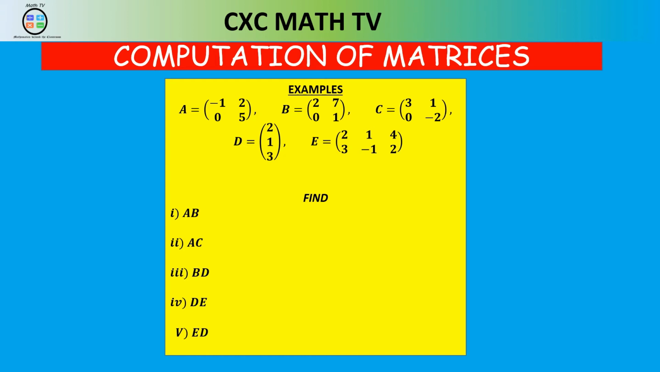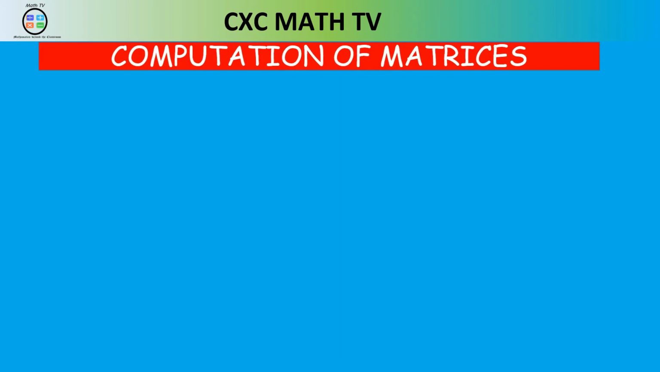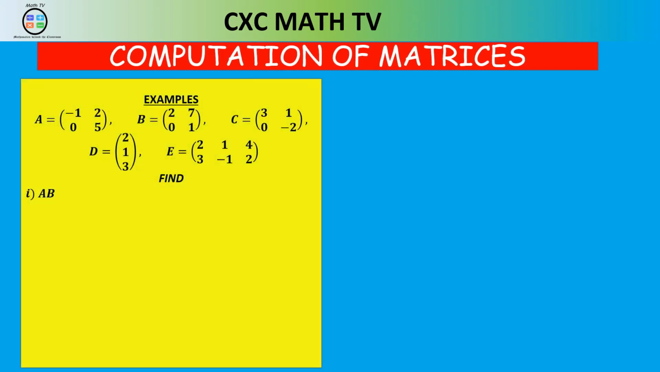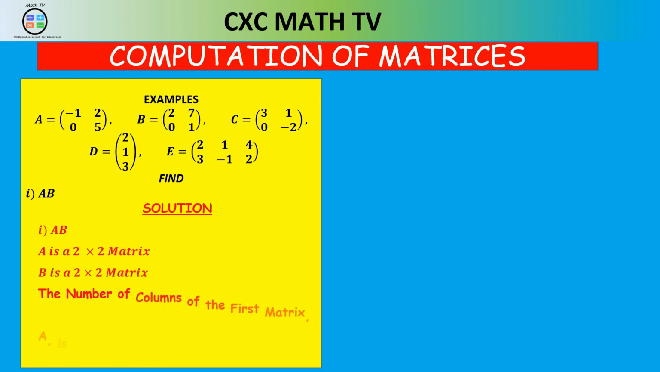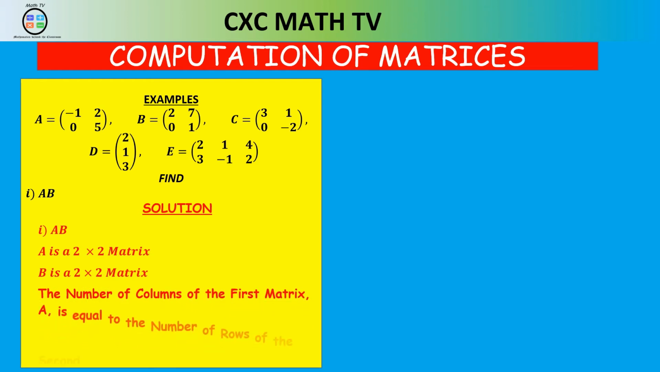Let's start with the first one. To find the matrix A times B, the first thing you do is write down the order of the matrix. Matrix A is a 2 by 2 matrix because it has 2 rows and 2 columns. Matrix B is 2 by 2 because it has 2 rows and 2 columns. Notice that the number of columns of the first matrix is equal to the number of rows of the second matrix. And so we say that A times B is compatible. The resulting matrix will also be a 2 by 2.